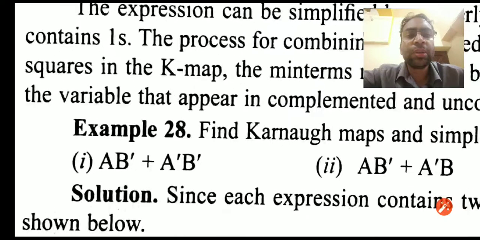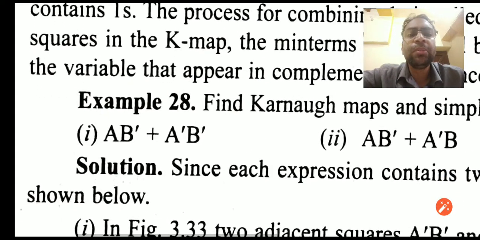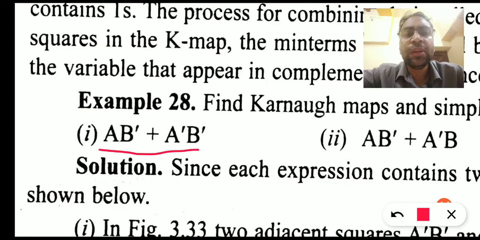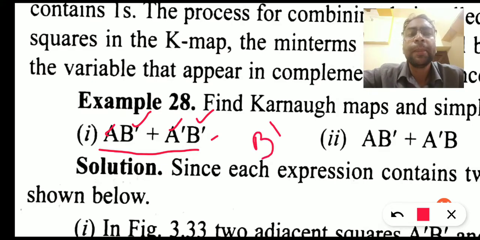So now let's talk about the first example. This is ab bar plus a bar b bar. If we use the simple Boolean algebraic methods, what will be the simplification of this expression? We can take b bar common from both the terms. This leaves the expression as a plus a bar multiplied by b bar, and a plus a bar is 1, and then 1 dot b bar is b bar. So the final simplified value of this expression comes to be b bar.